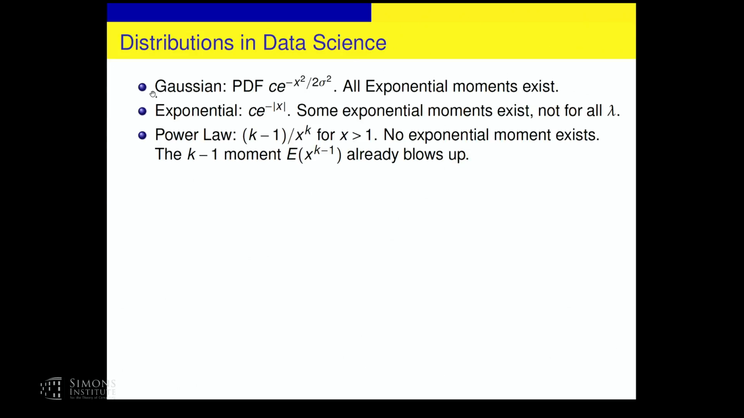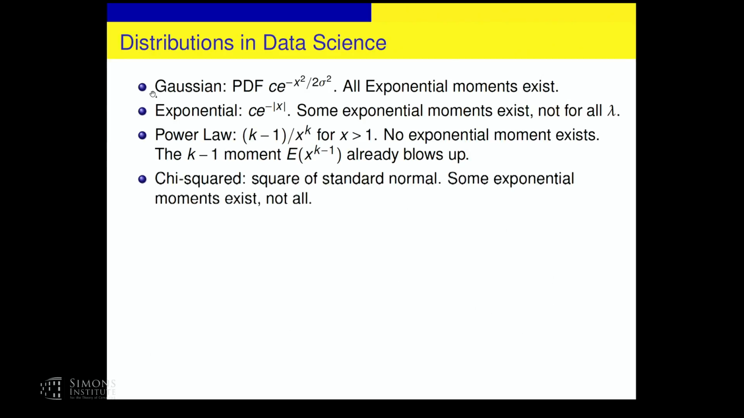I mean, this is not the only one, there are generalizations, but you have a normalizing constant divided by x to the k for x greater than 1. Certainly no exponential moment exists, but even the k-th and higher moments already blow up, right? The integral is infinite. So you cannot apply the moment generating function method that I showed you, or the Bernstein method it's called, that I showed you in the last slide, right? You've got to do something else.